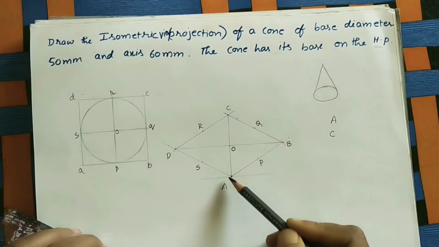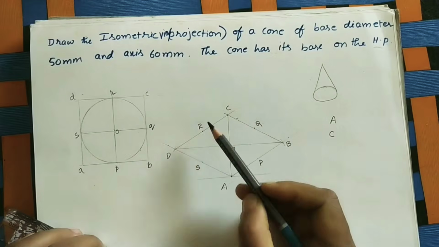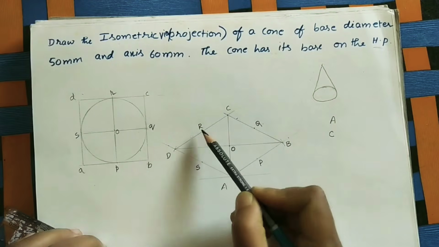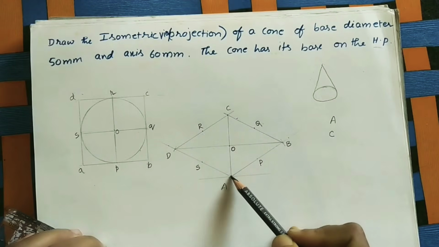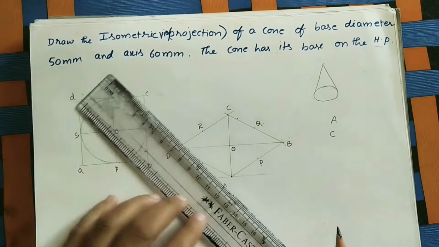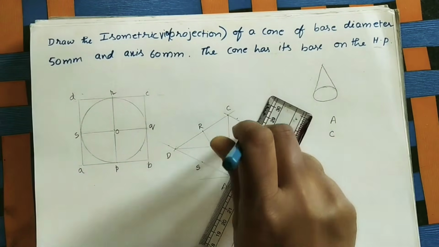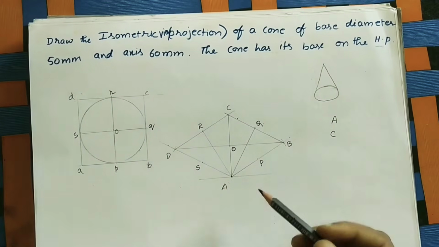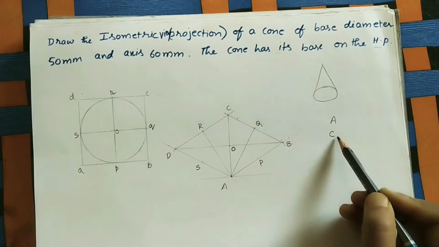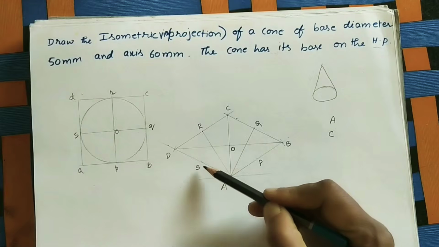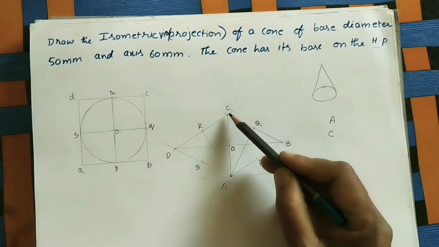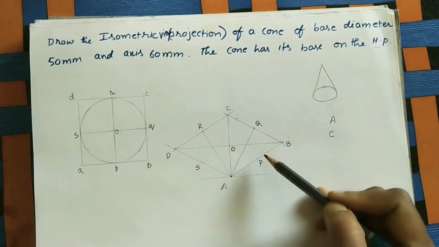First center, A center, join to the opposite middle points. So R and Q are opposite to A. So join A to R, join A to Q. Do these lines in light color. And then similarly take the next center, join this center to opposite middle points. These S and P are opposite to C. Join C to S, join C to P.